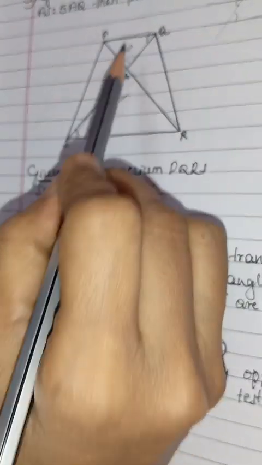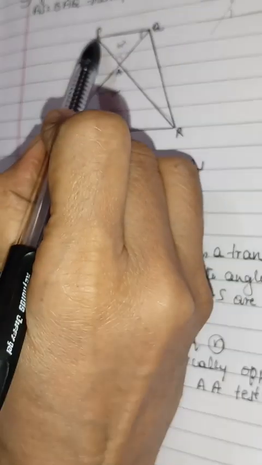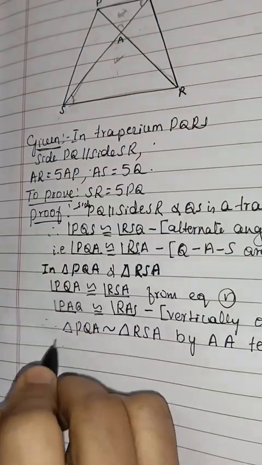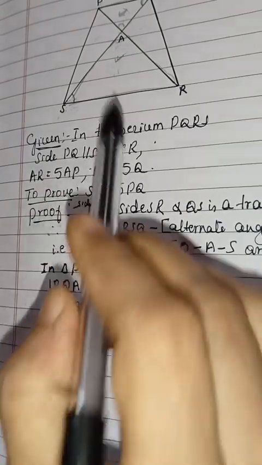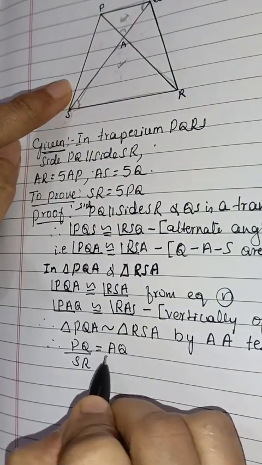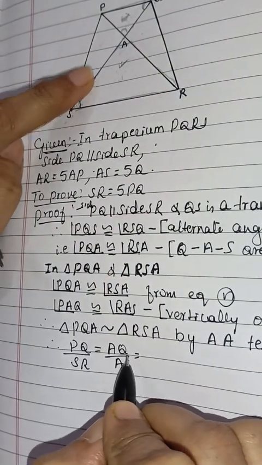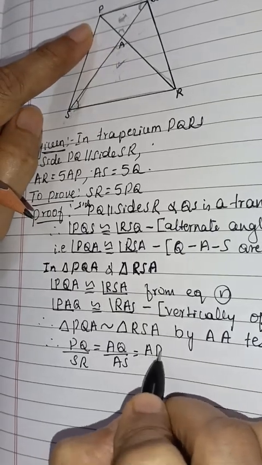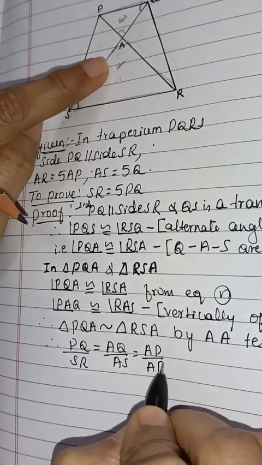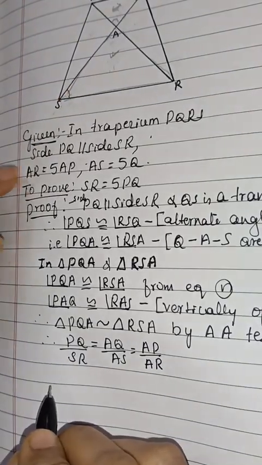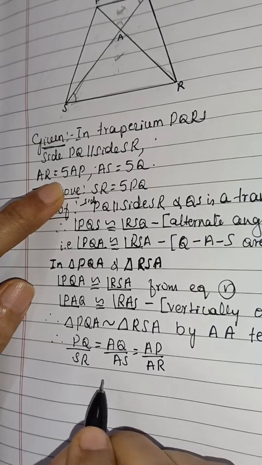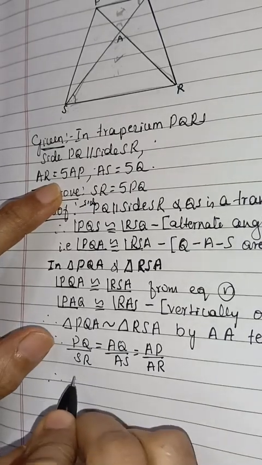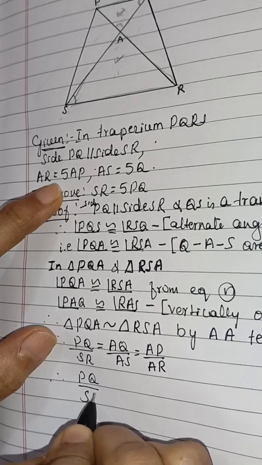Okay, these two triangles are similar. Now write the corresponding sides. PQ by SR equal to AQ by AS. Another one is AP by AR. Okay. Now substitute. Given AR is 5 AP, AS is 5 AQ.